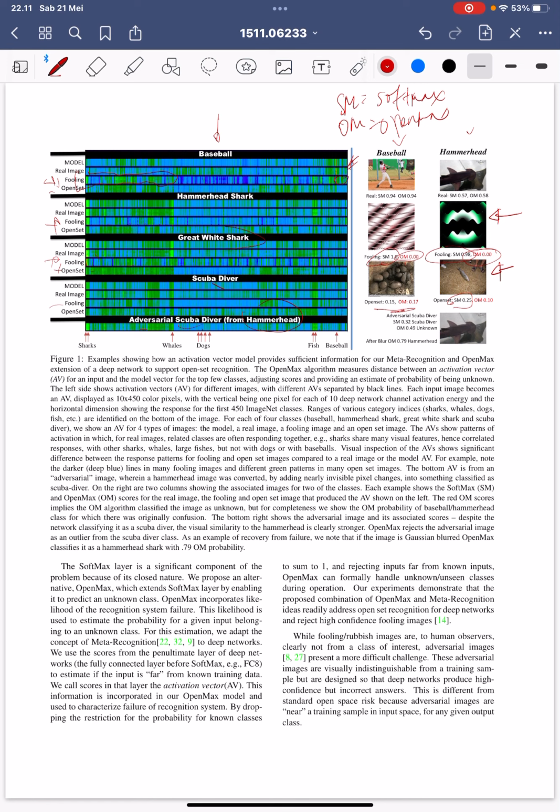So this is adversarial. When we check the right-hand side, for the adversarial scuba diver, softmax provides 0.32 and OpenMax 0.9, which is actually quite good for this one. 0.32 is for scuba diver and 0.49 is for the unknown. And after blurring, OpenMax provides 0.79 for hammerhead.